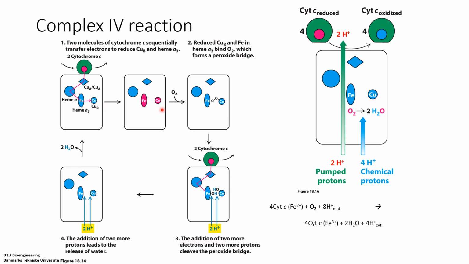So in principle, first we form a peroxide bridge, then we cleave the peroxide bridge into two alcohols, and then we cleave the two alcohols by forming water. So this is a hydroxylation step here.